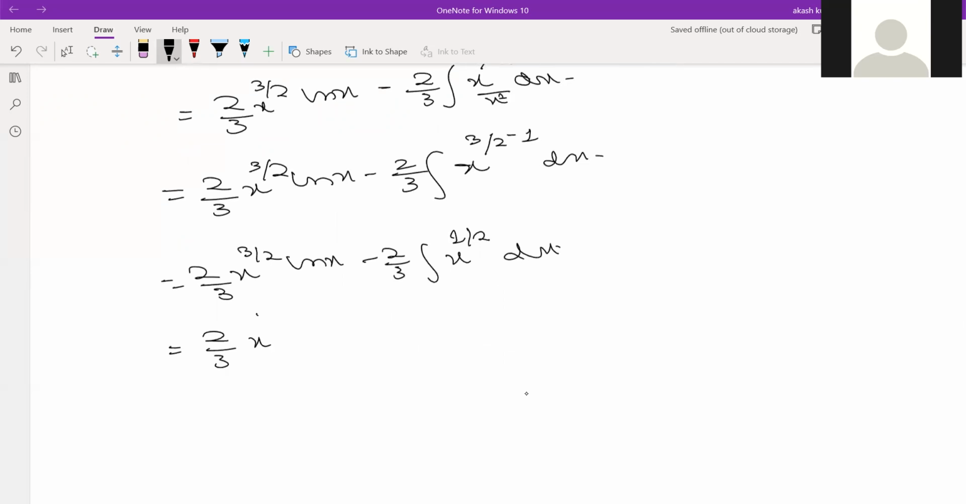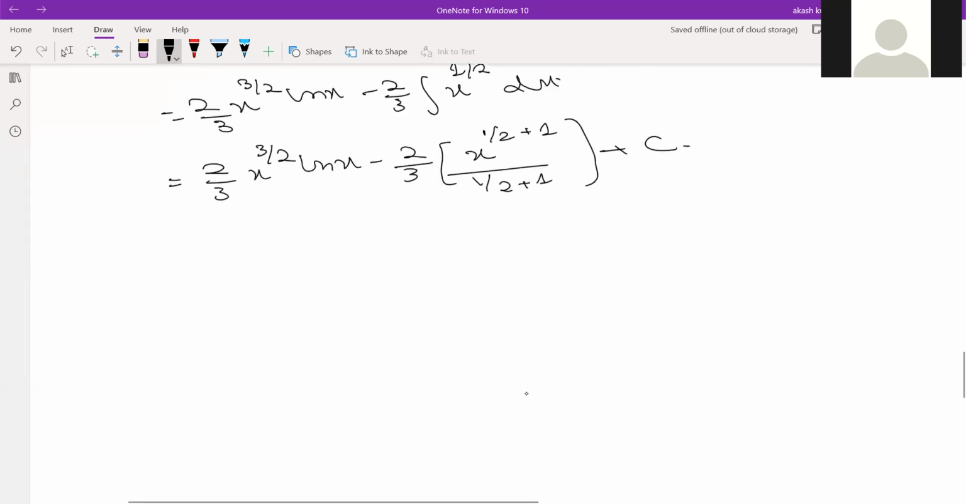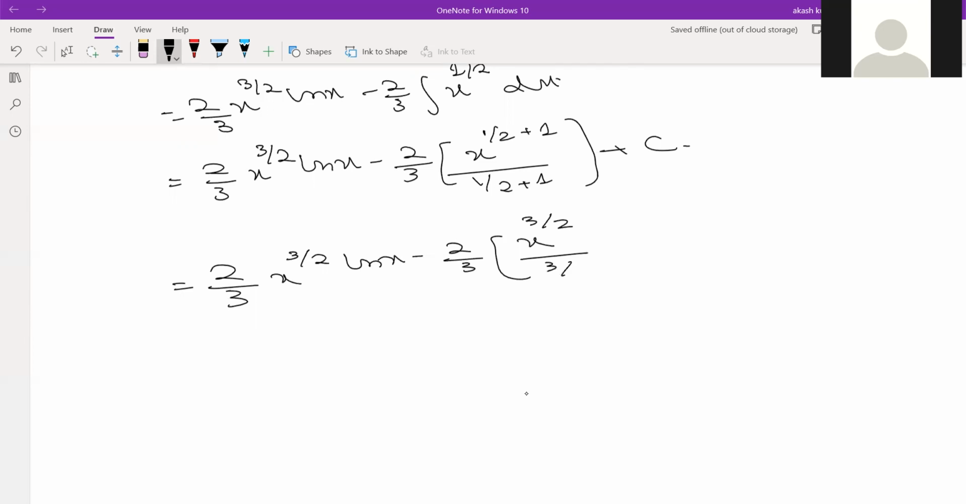2 by 3 x to the 3 by 2 ln x minus 2 by 3. The integral of x to the half will become: add 1 to the power and divide by that same power. Is it clear? So it becomes 2 by 3 x to the 3 by 2 ln x minus 2 by 3 times x to the half plus 1, which is 3 by 2, over 3 by 2, plus c.